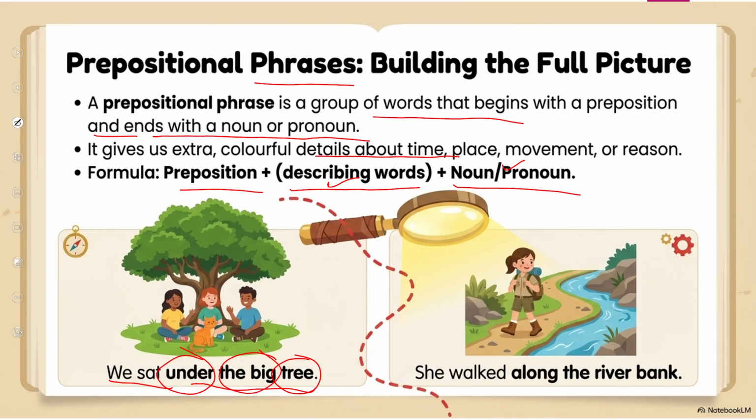Similarly, in our second example, she walked along the river bank. Along the river bank is a prepositional phrase. It tells us more about the place. She walked along the river bank.